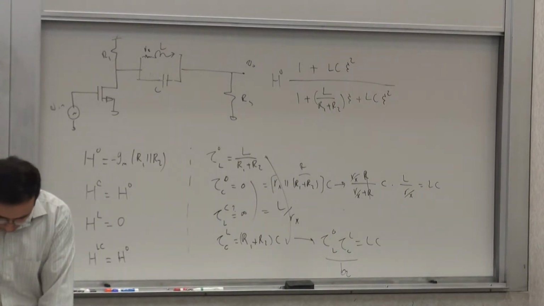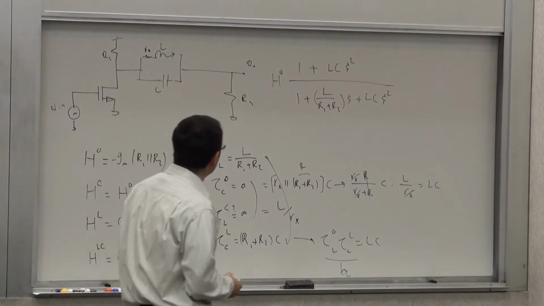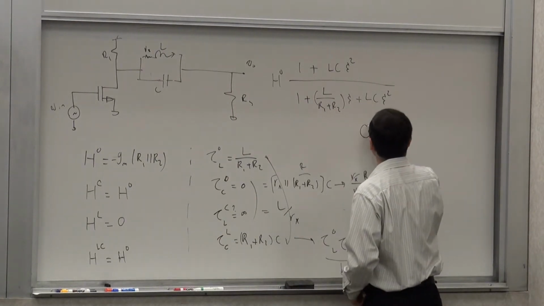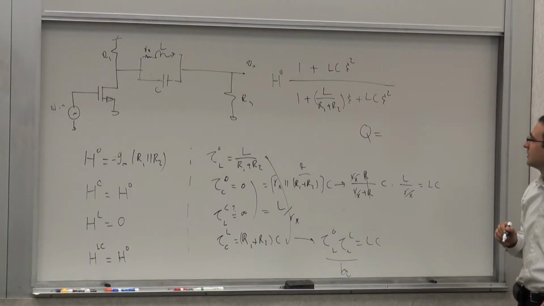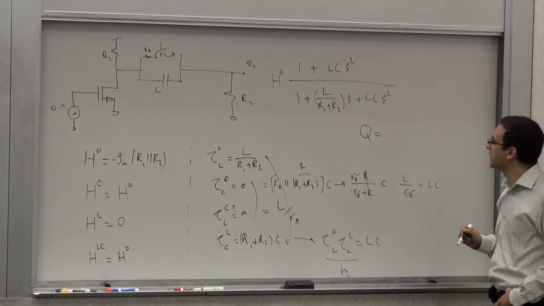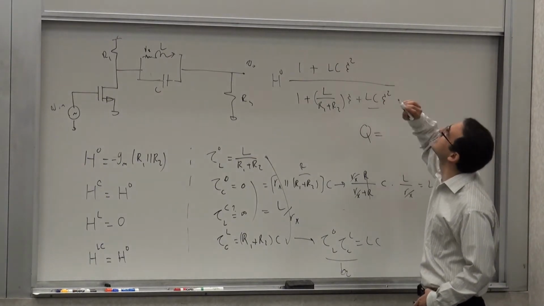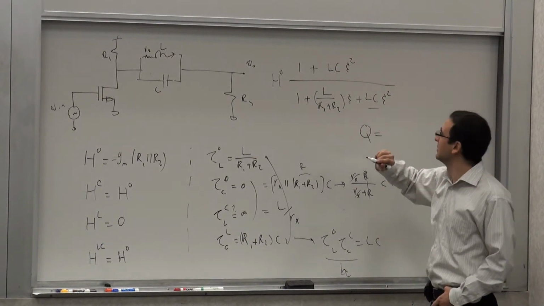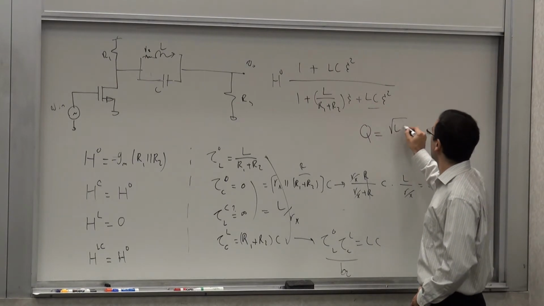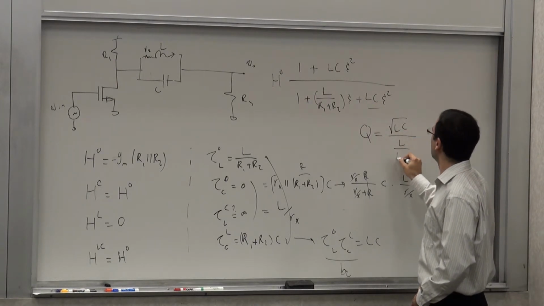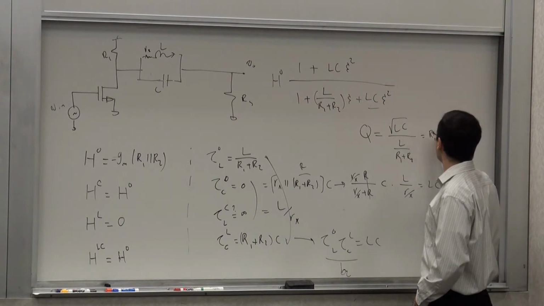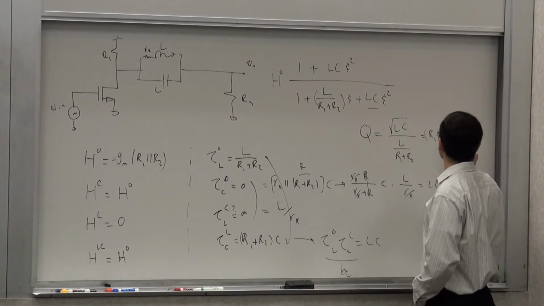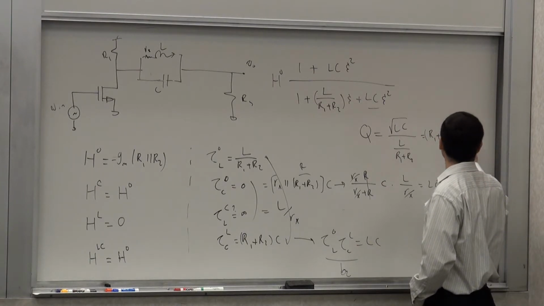Okay. And now, what's the quality factor of this thing? How much peaking should I expect? What was the quality factor? Square root of B2 over B1. This is a useful thing to remember actually. B1 is L over R1 plus R2. So it's square root of LC over L over R1 plus R2. So it's R1 plus R2 times square root of C over L.